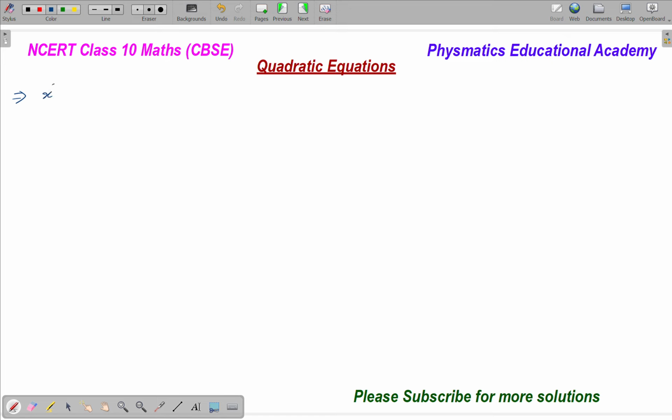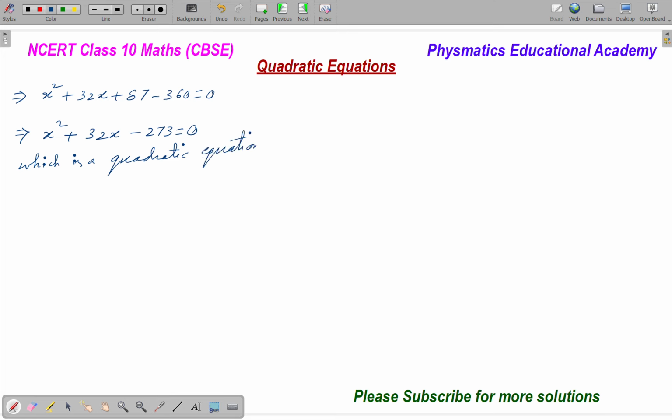So x square plus 32x plus 87 minus 360 is equal to 0. So we have written the same equation once again: x square plus 32x minus 273 is equal to 0, which is a quadratic equation. Hence, the given problem situation is represented in the form of a quadratic equation.